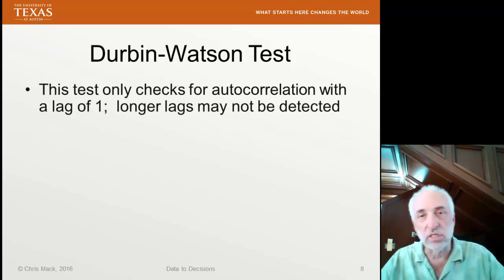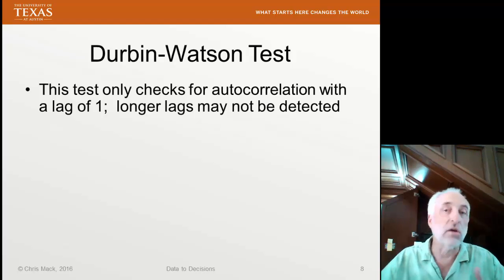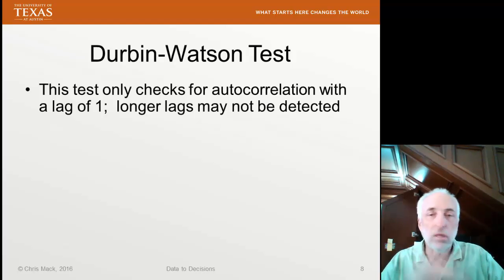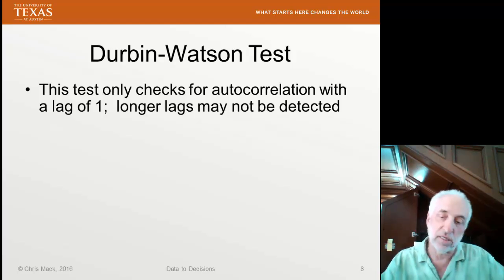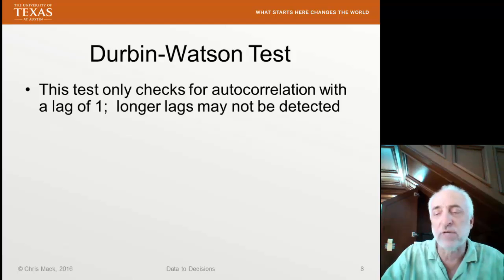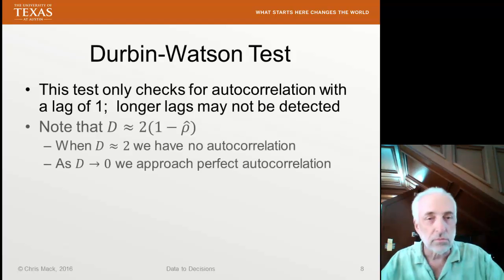So what do we use this test for? How do we use it? Well, first thing to note is that this test only checks for an autocorrelation with a lag of 1. If you have longer lags, those might not be detected. Only lags of 1 are being tested here. That's okay for us because we're really only going to worry about the AR1 model.